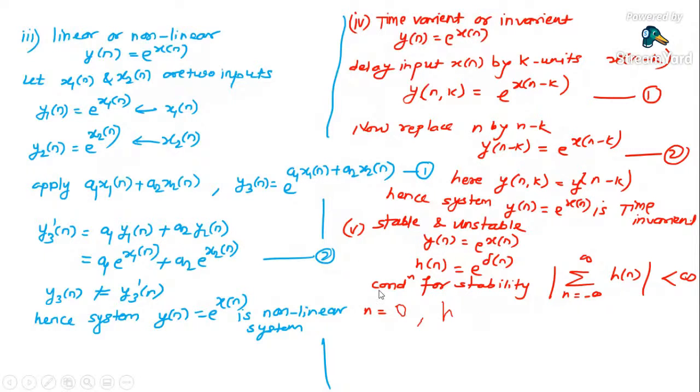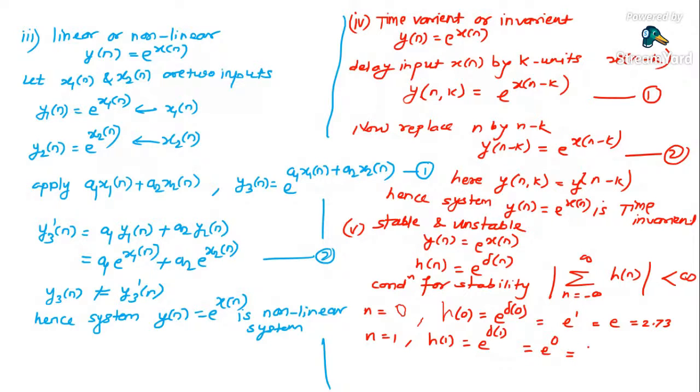h of 0 is equal to what? e raised to delta of 0. So what is the delta of 0? It is 1, so e raised to 1 is equal to e, which is 2 point something 73, like this. Then for n is equal to 1, h of 1 is equal to e raised to delta of 1. Delta of 1 is 0, so e raised to 0.